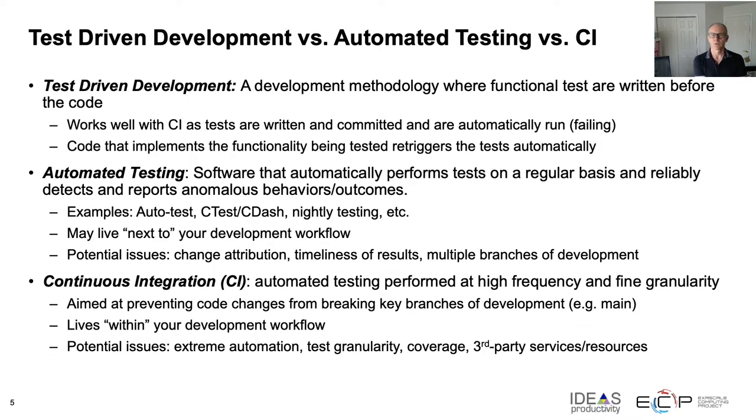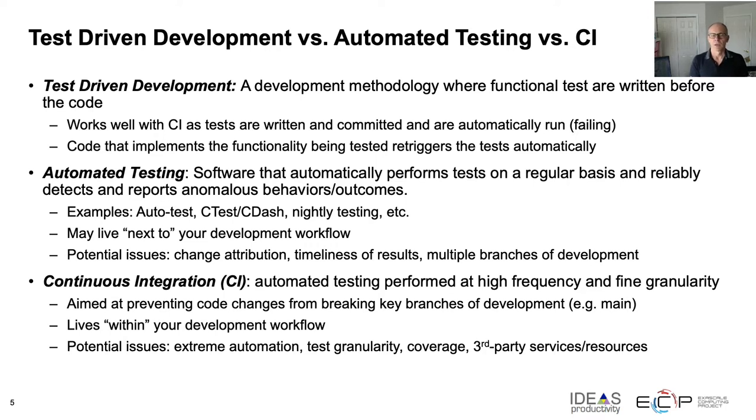Hopefully by this point you took the module on introduction to testing, so you're familiar with test-driven development. So how do these concepts relate? How does test-driven development relate to automated testing and that relate to continuous integration? Well, test-driven development is really a methodology where the functional tests are written before the code. And this works really well in the continuous integration context because if you write the tests and you commit those, that will trigger the continuous integration, which will then automatically run and fail because you haven't actually written the code. You can then write the code that implements that functionality, which re-triggers the test, and then, assuming the tests pass at that point, those changes get merged into the code base. So it does fit very well with that methodology.